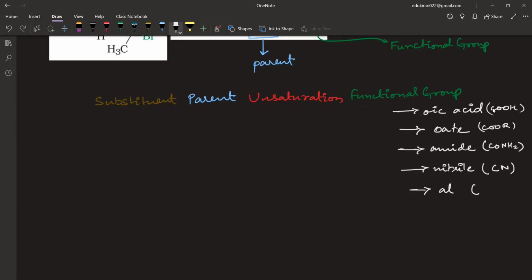After nitrile we will remember al. Al is aldehyde, it will be what? CHO. Then we have one, ketone. Ketone is shown as C double bond O, and here also some carbon, here also some carbon, okay? After that, we will have ol, that is for alcohol, which is shown as OH group. And at last, we will have amine, that is NH2.